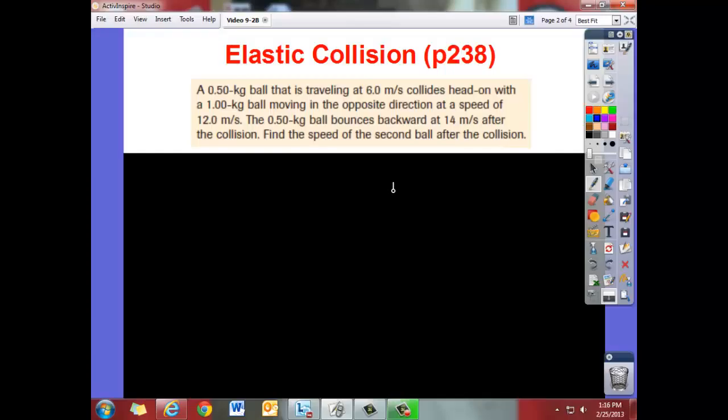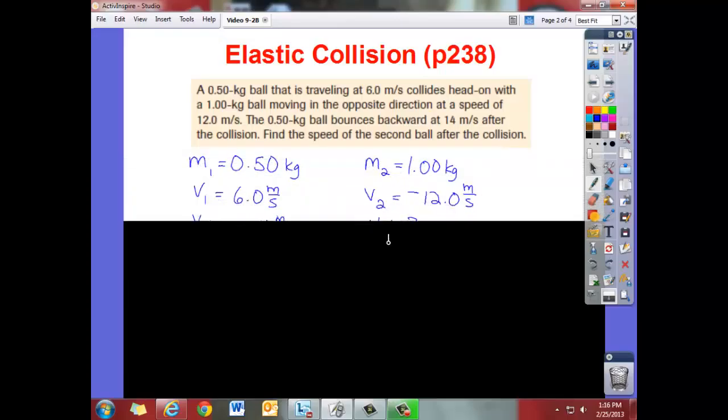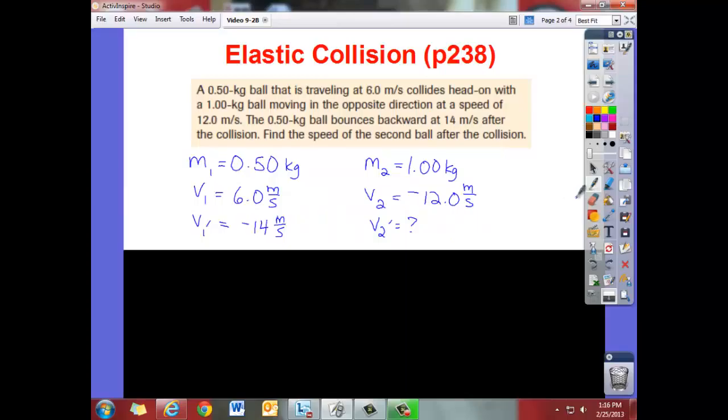So the first thing that we want to do is list our knowns. You have to give one object an M1 and one object an M2. It makes no difference which one you use for which. Usually I call the first one M1, the second one M2. When you list your knowns for velocity, it is very important that you set a direction to be positive and you set a direction to be negative. So I'm going to say to the right is positive, to the left is negative.